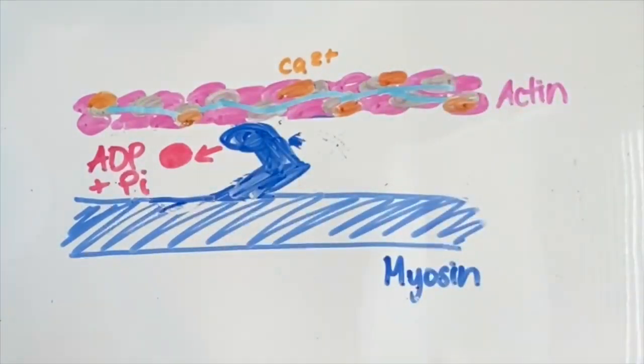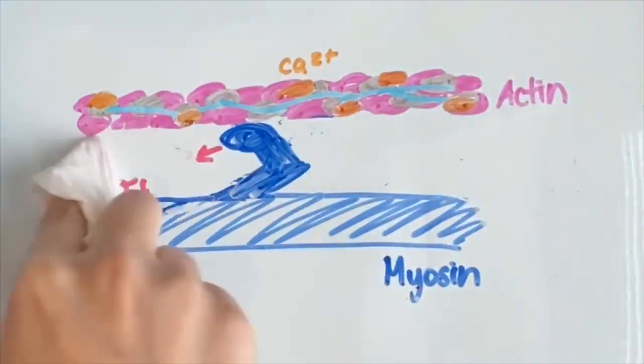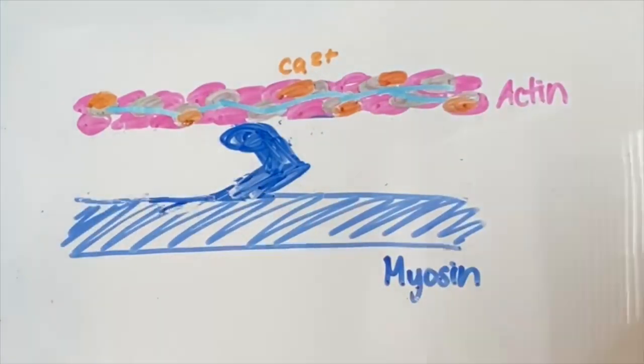After ADP and inorganic phosphate is released, the myosin head is then free to bind to another ATP molecule to repeat the cycle of the sliding movement.